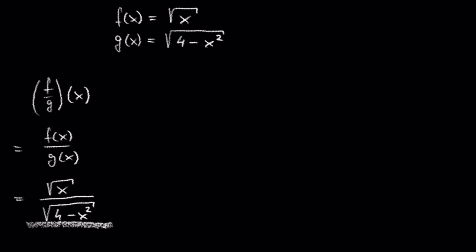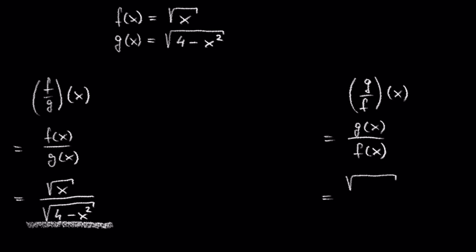Let's do the quotient of g and f too for the sake of practice. So g over f of x equals g of x over f of x, which is the square root of 4 minus x squared over the square root of x.